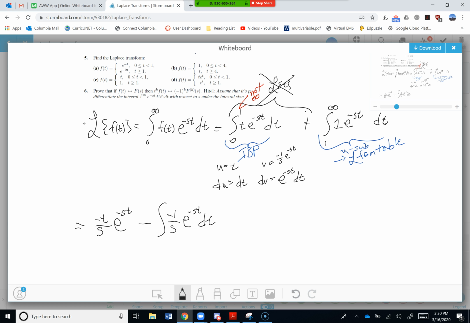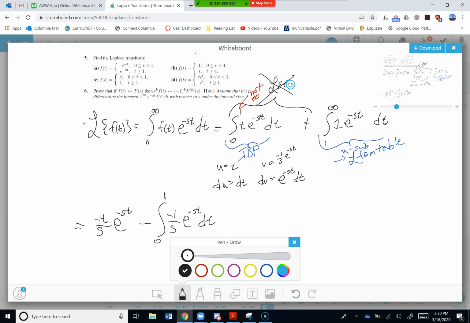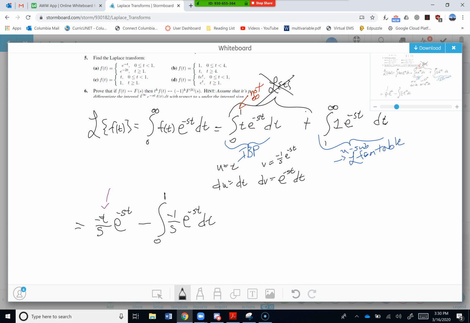So what were the bounds? This one's 0 to 1. Good. This one was 0 to 1. Hot question. What about that? I'm pretty sure I'm not supposed to have t's in here. Why is that in here? How do I get rid of it?